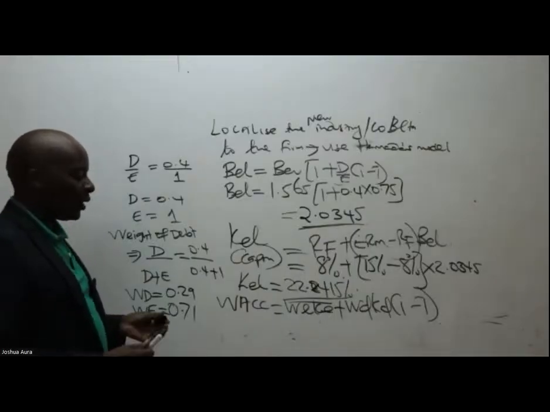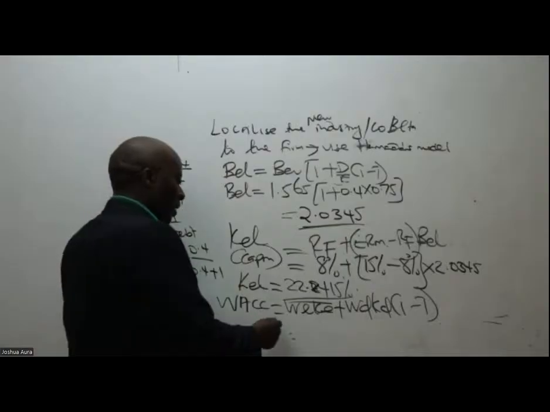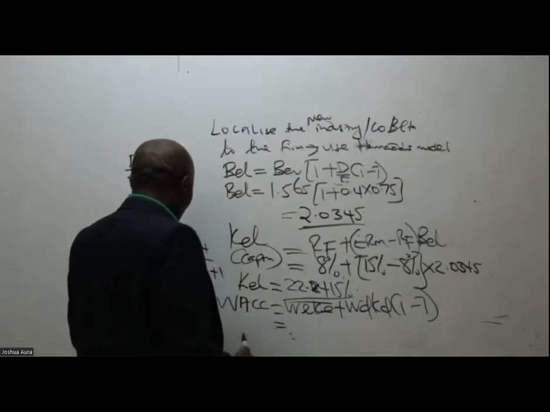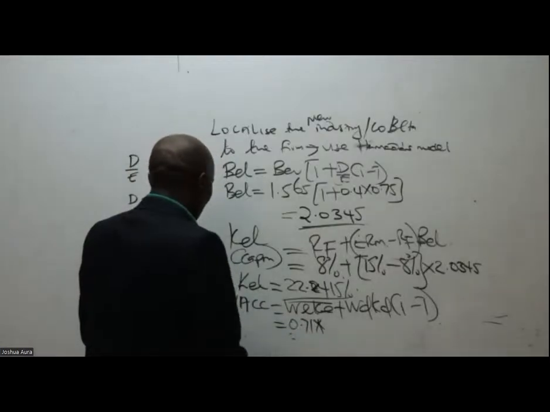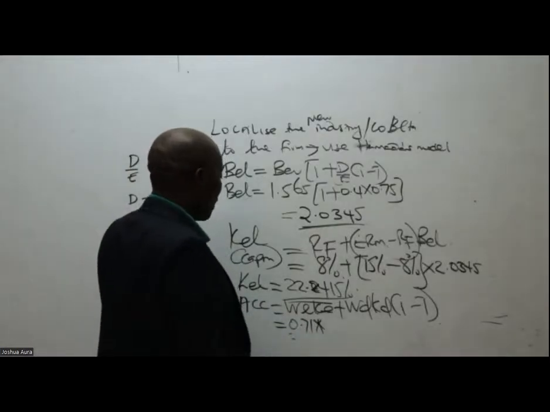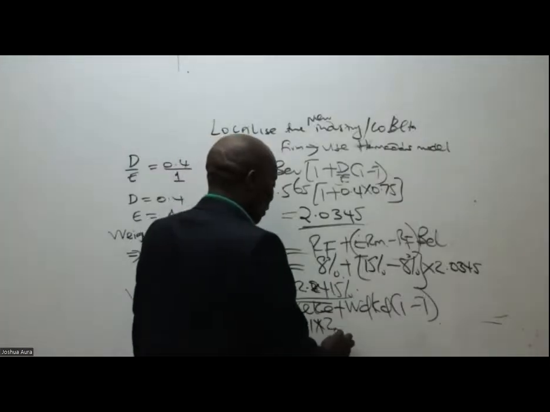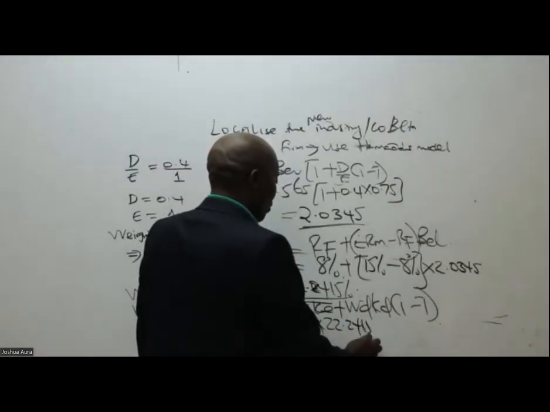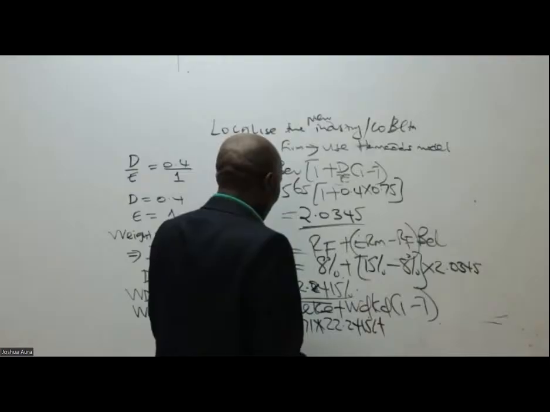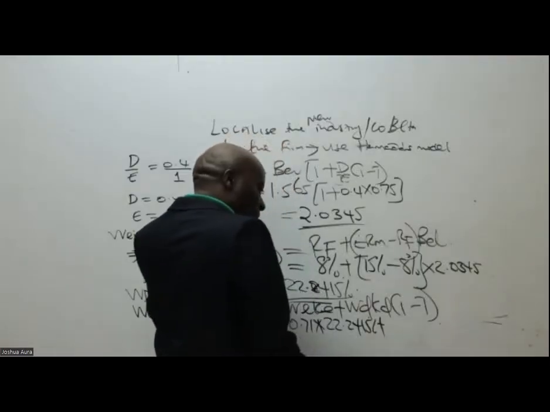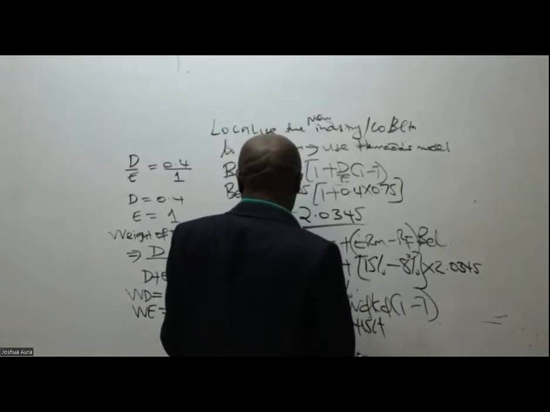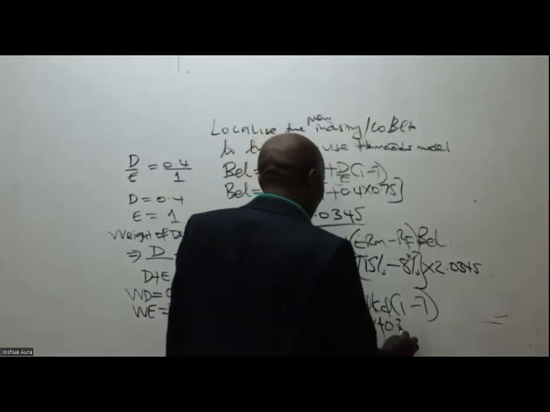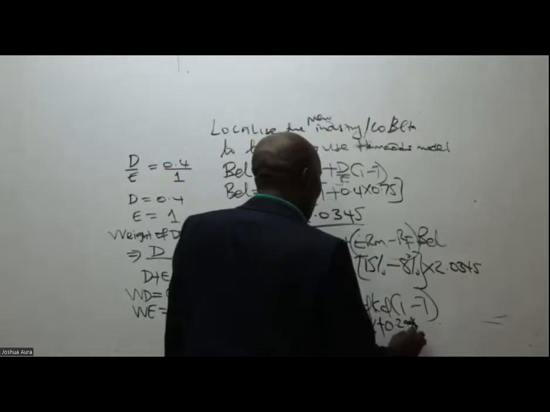So now we have everything to plug in here. So our WACC will be equal to weight of equity, which is 0.71, times cost of equity. Cost of equity, you had given me this: 22.2415%, plus weight of debt. Weight of debt is 0.29. Cost of debt, not unless you're told otherwise.